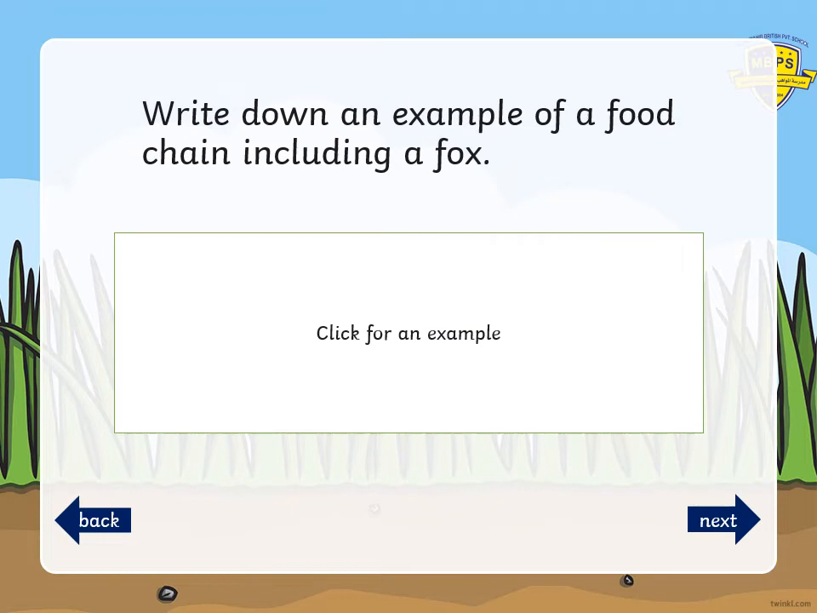Can you think of an example of a food chain including a fox? There was one in the video also. Can you think of something else, or are you going to use the same? You can pause the video and write it down.